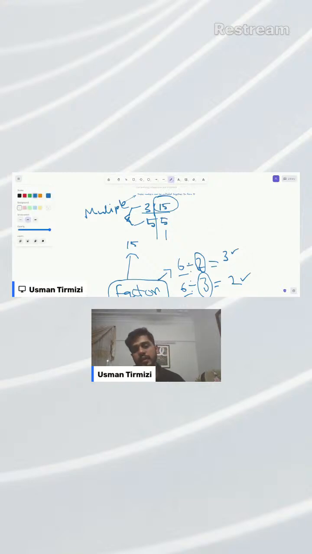Whereas 3 and 5 separately are called factors of 15, because each one of them can be used to divide 15, right? If I divide 15 by 3, it gives me a whole number, which is 5. Similarly, if I divide 15 by 5, it gives me a whole number, which is 3, right? So these two numbers are also called factors for a reason. Do you get it? Is there any question?